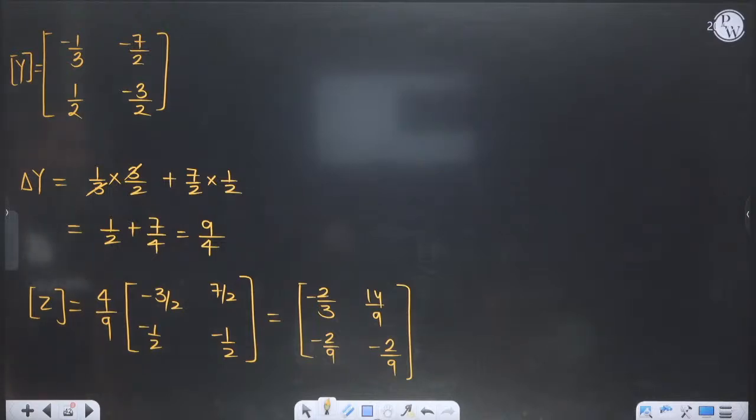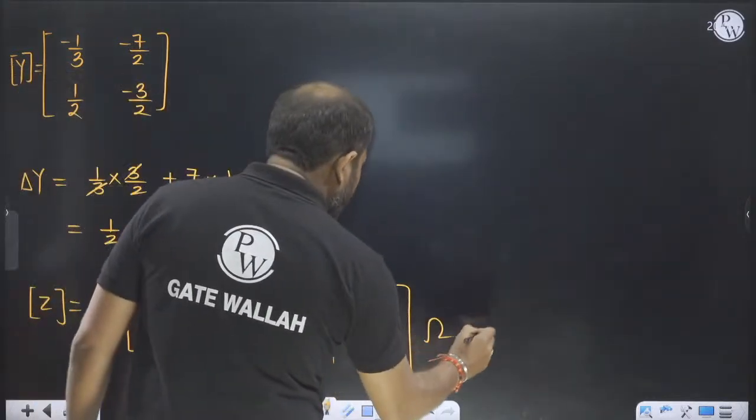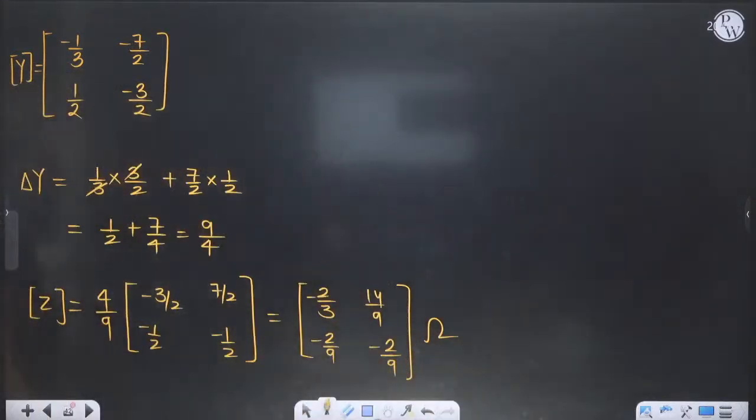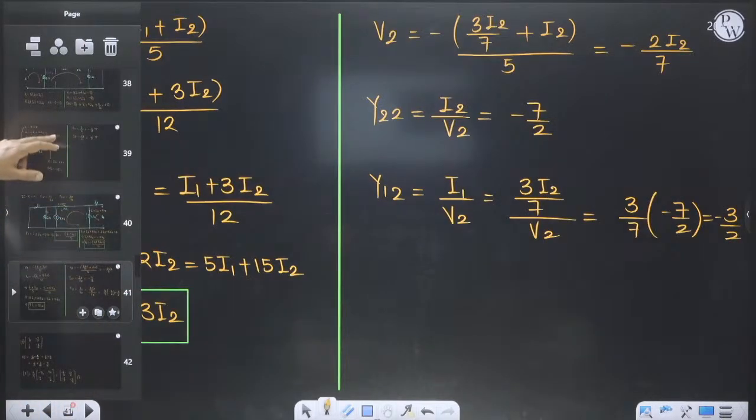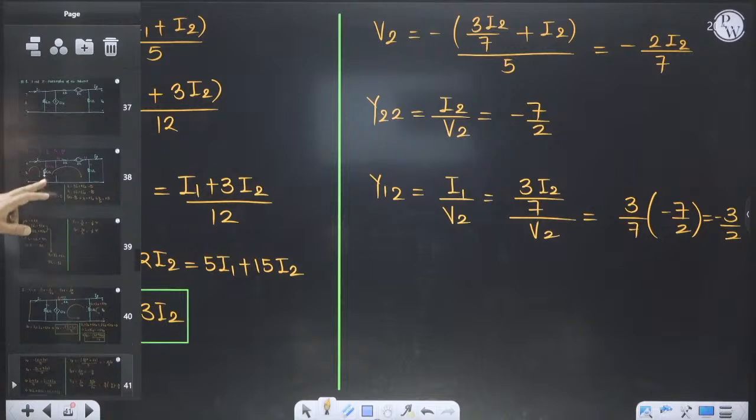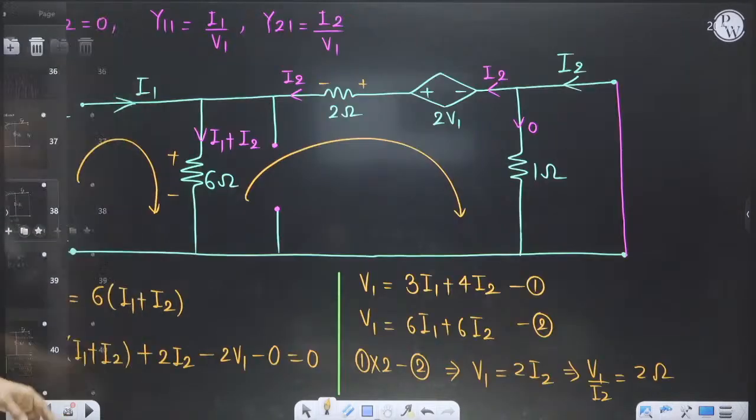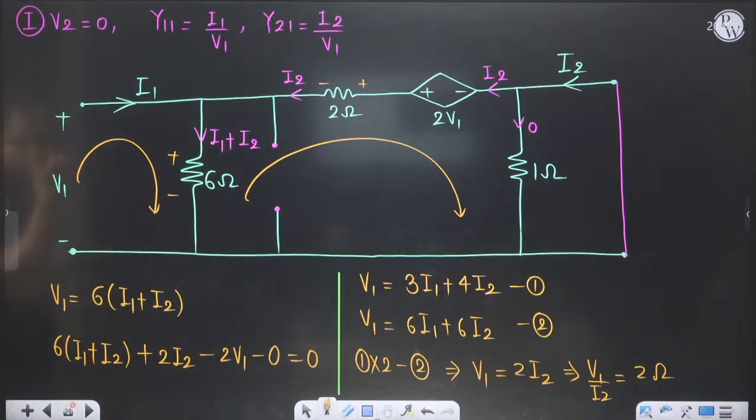Yes. So this is our Z matrix. You can see here, this is our Z matrix. Once again I will also check, because sometimes I make errors.